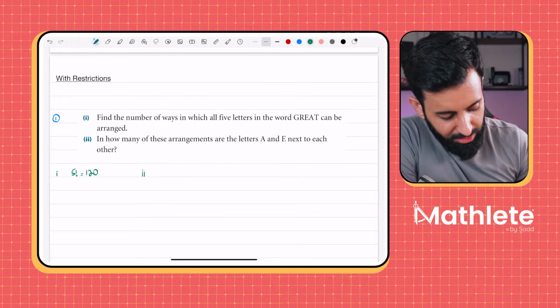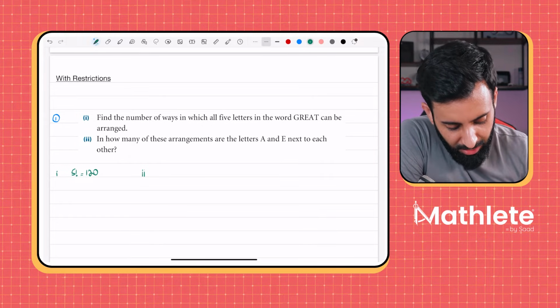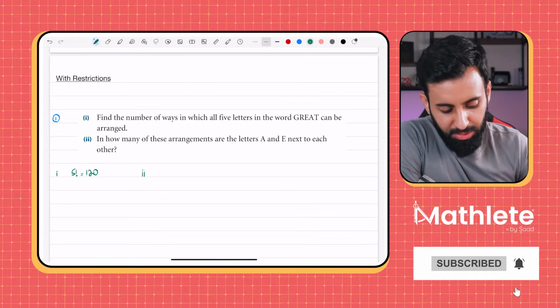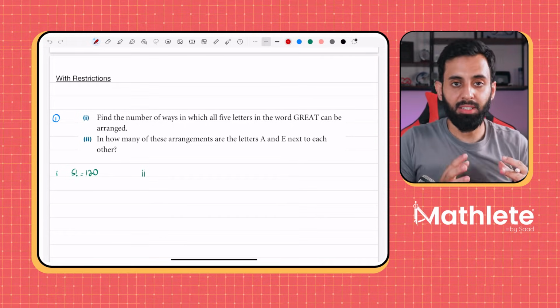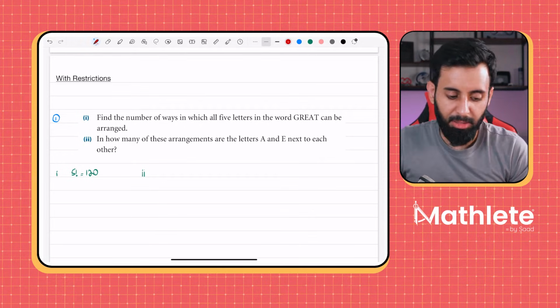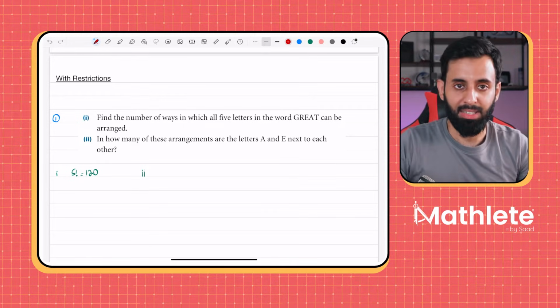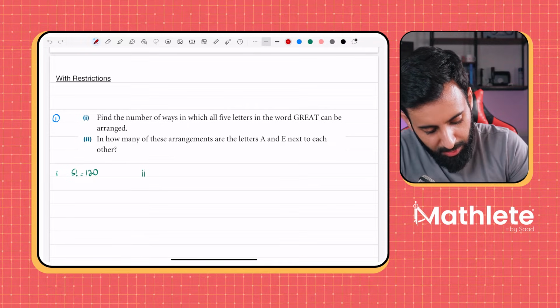Now, in the second part, let's see what it says. How many of these arrangements have the letters A and E next to each other? So what we're going to do is put A and E together. We have to make sure that they're next to each other. Whether they are in the first and second place, or second and third, or third and fourth, or fourth and fifth, that does not matter as long as they are together. So how do we do questions like these?